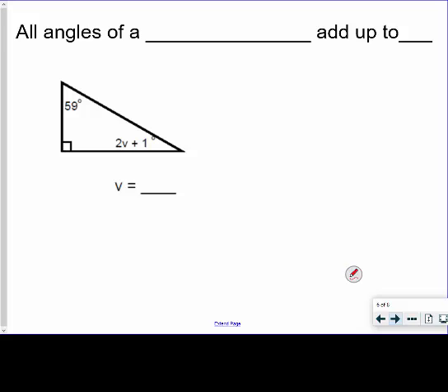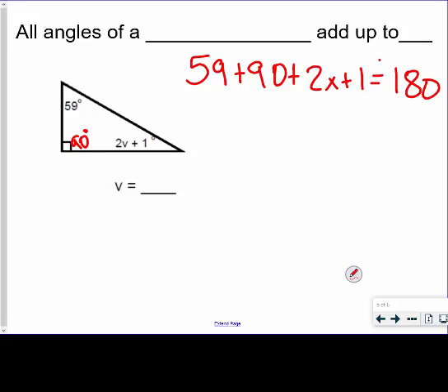You want us to solve it or just write the equation to start with? So, what's my equation? 59 plus 90? Where'd you get the 90 from? Right angle triangle. Right angle, don't yell at me. Plus 2x plus 1 equals 180. Alright, solve it.